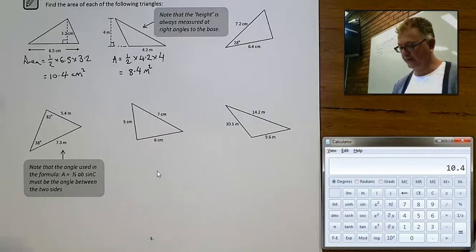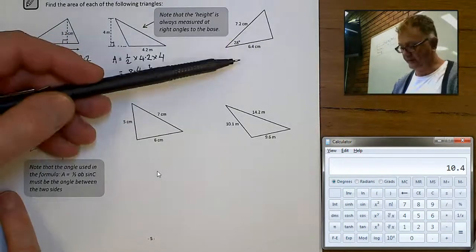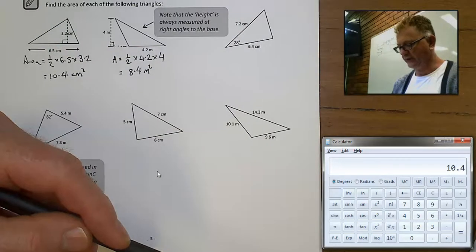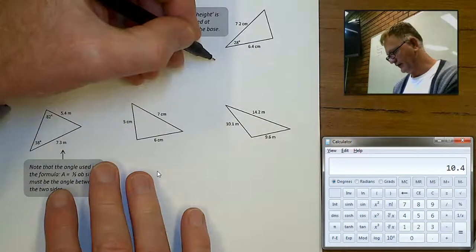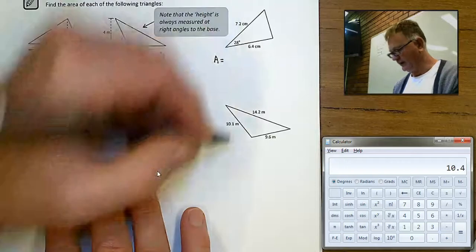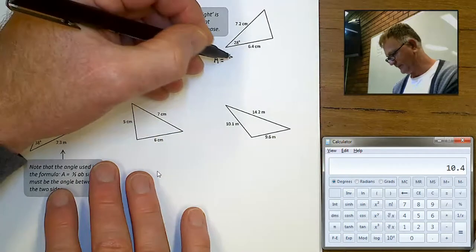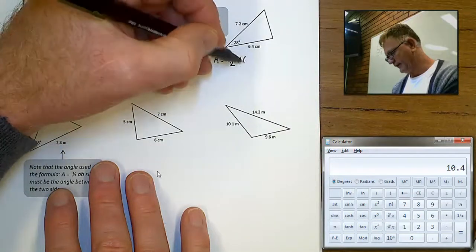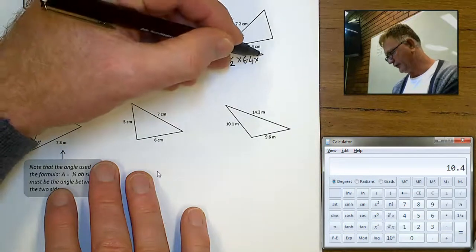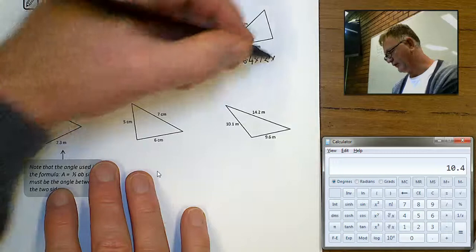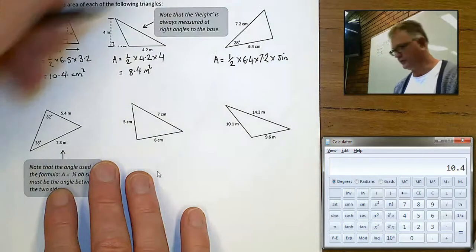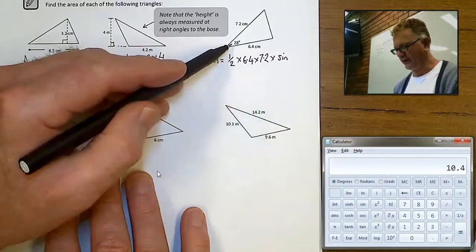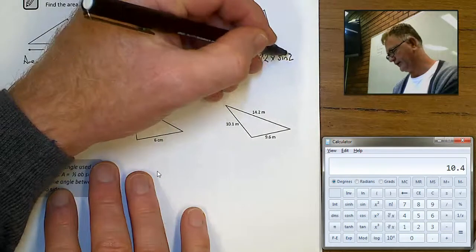We're going to use a different formula here. In this triangle we don't know the height, we know two sides and we know the angle between them. So the formula to use is that area equals a half times the two sides multiplied together, 6.4 times 7.2, times the sine of the angle between the two sides, using the trig ratio sine. The angle between the two is 28 degrees.